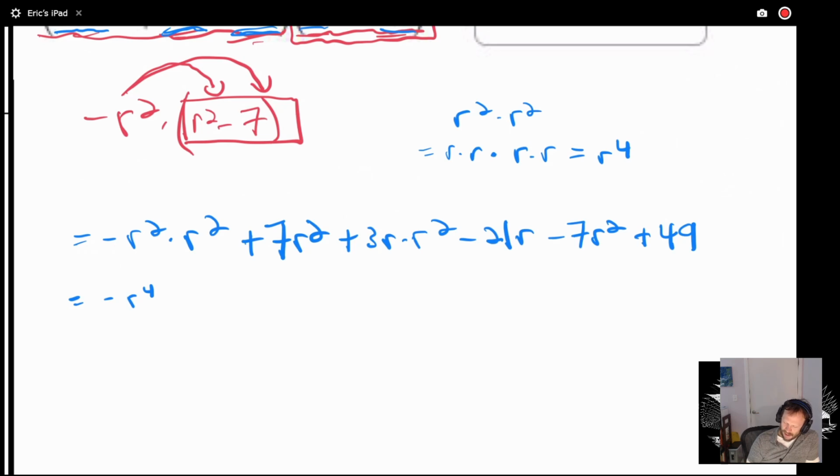And move on. And you might notice 7r squared and 7r squared, 7 plus and 7 negative. Those cancel. And then we have 3r times r squared. Again, we have an r times an r times an r. So that's r cubed. And minus 21r. And finally, the plus 49. And there is our answer.